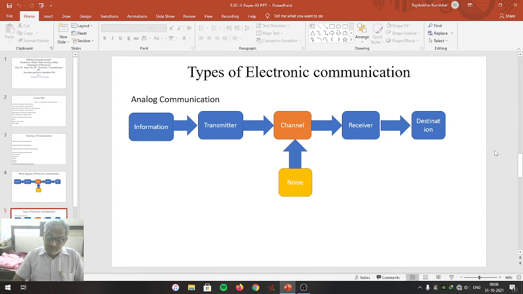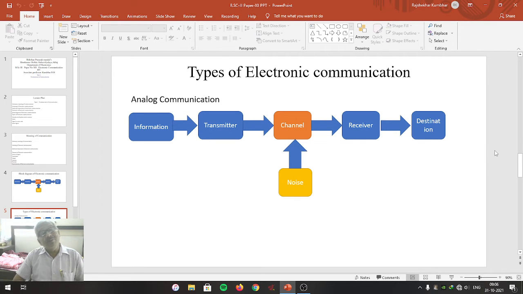Friends, if you are using the digital communication system, one should utilize the process of encoding and decoding. But as far as analog communication is concerned, encoding and decoding is not necessary. Friends, we are studying both types of communication system in detail. Today, we are simply going to study the analog communication system.